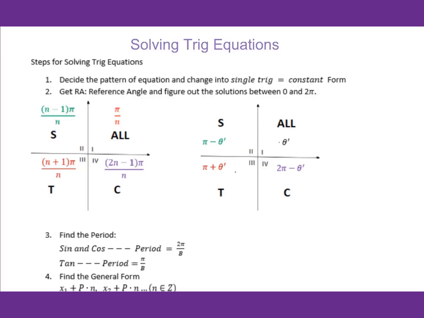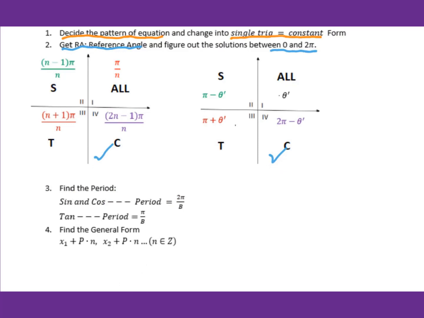Today's lesson is about solving trig equations. First of all, let's go through the steps for solving trig equations. You have to decide the pattern of the equation and try to get the single trig equals constant form, so that you can get the reference angle and figure out the solution between 0 and 2 pi using these two diagrams. Then find the period to get the general form.